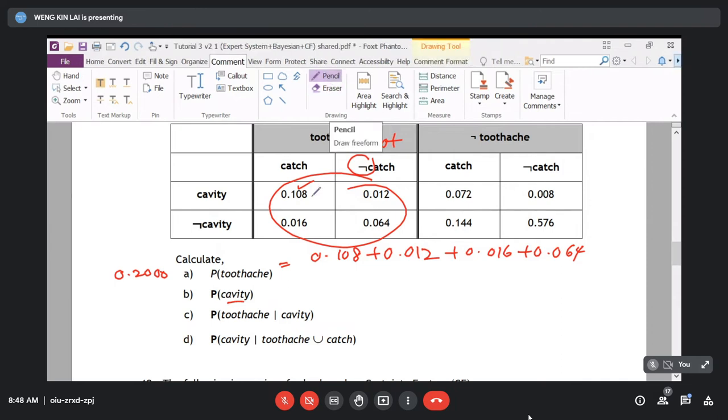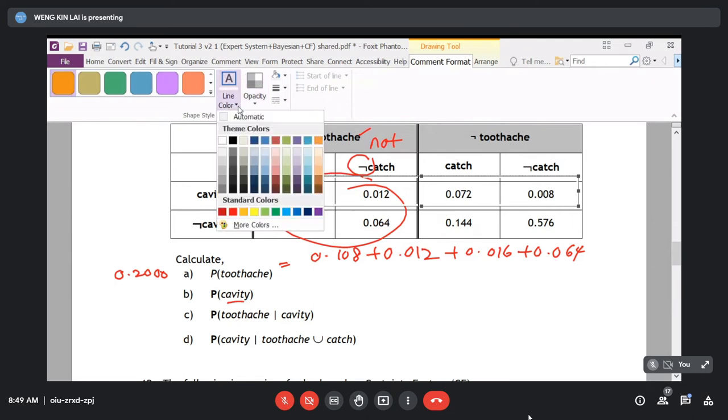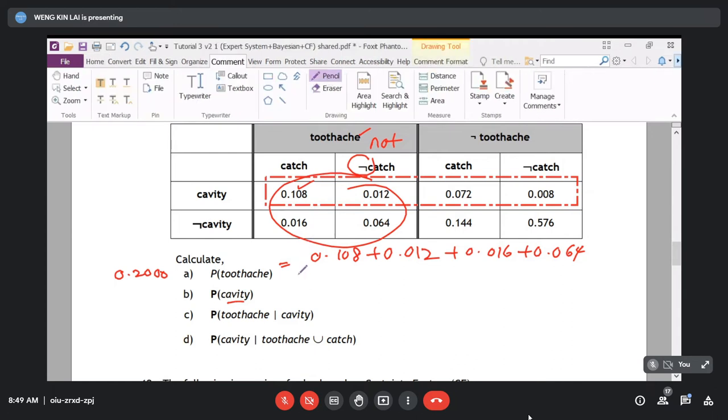So P for my cavity will be what? Over here, isn't it? Let me try this one. So what do I have? Again, if you can punch in the numbers, you have 0.108 plus 0.012 plus 0.072 plus 0.008.